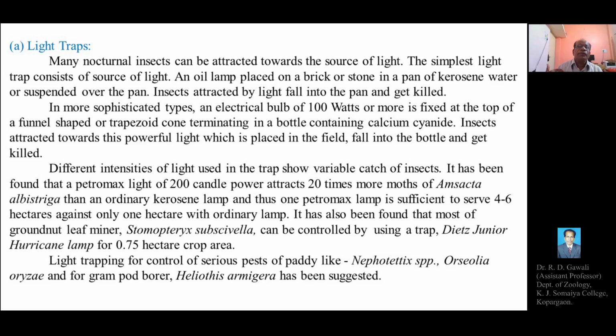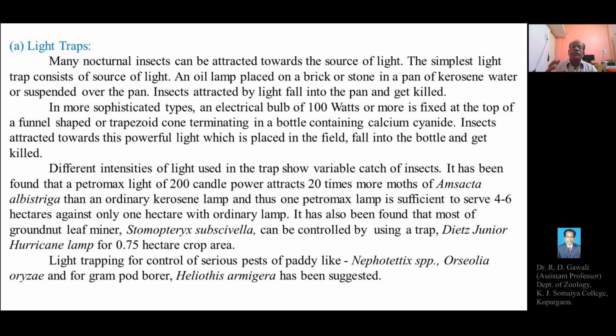In more sophisticated types, an electric bulb of 100 watts or more is fixed at the top of a funnel-shaped trapezoid cone terminating in a bottle containing calcium cyanide. So insects attracted towards these powerful electric bulbs placed in the field will fall into the bottle and get killed. Different intensities of light can be used in a light trap as per the requirement of the insect species.